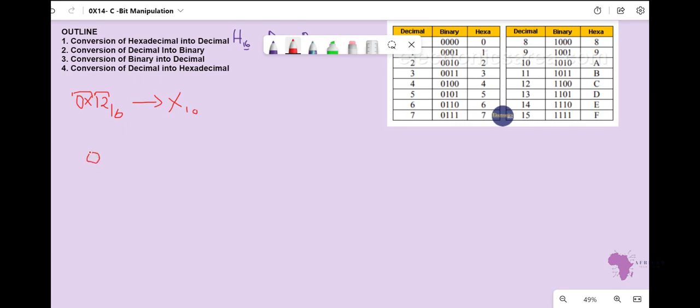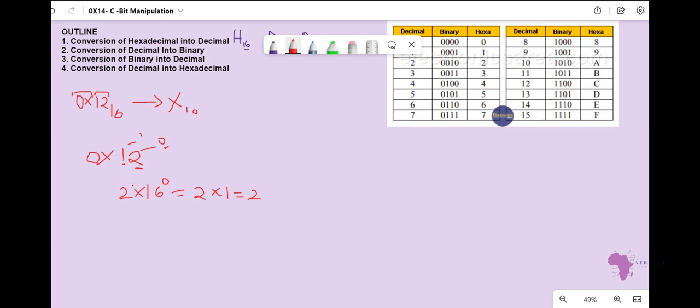So we have 0x12, and we have to know that the 2 is in position 0 and the 1 is in position 1. To get a decimal number, we multiply a given number, for example 2, by the base. Our base in this case is 16, because the base of that number is 16, raised to the power of its position. The position is 0, so 16 to the power 0, which gives us 2 multiplied by 1, which is 2.